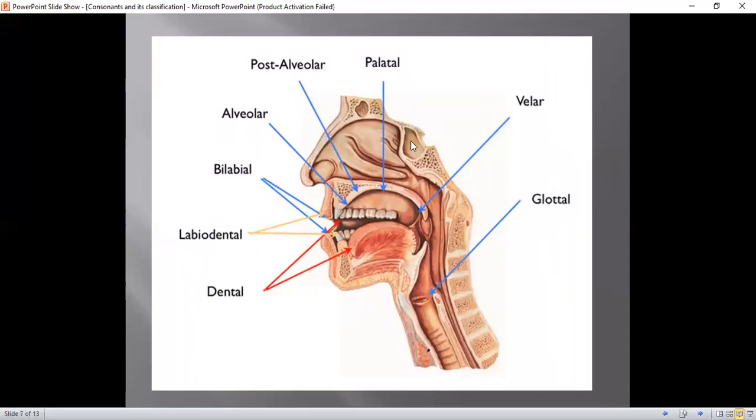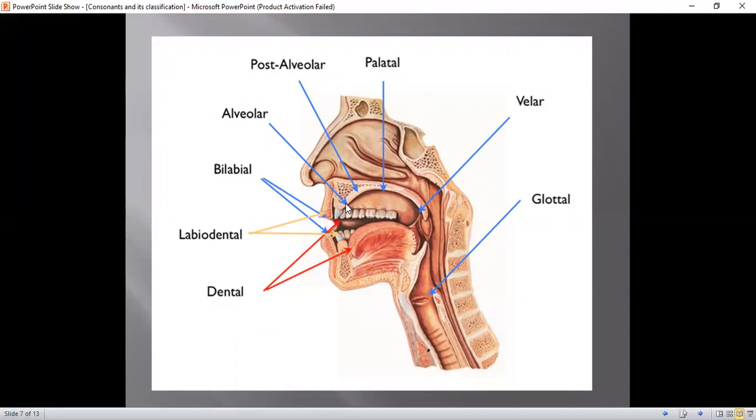Here is the image of the classification of English consonants according to the place of articulation. So we have dental, labiodental, bilabial, alveolar, post-alveolar, palatal, velar, and glottal. In the dental classification, we use teeth and tip of the tongue as the articulators. In labiodental, we use lower lip and upper teeth. In the bilabial, we use upper lip and lower lip.